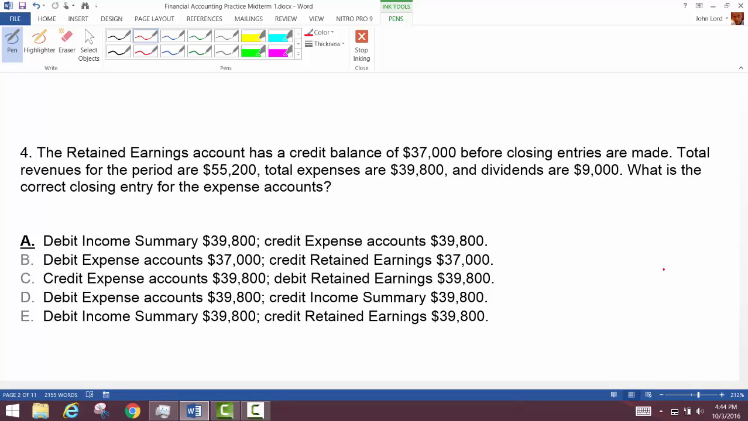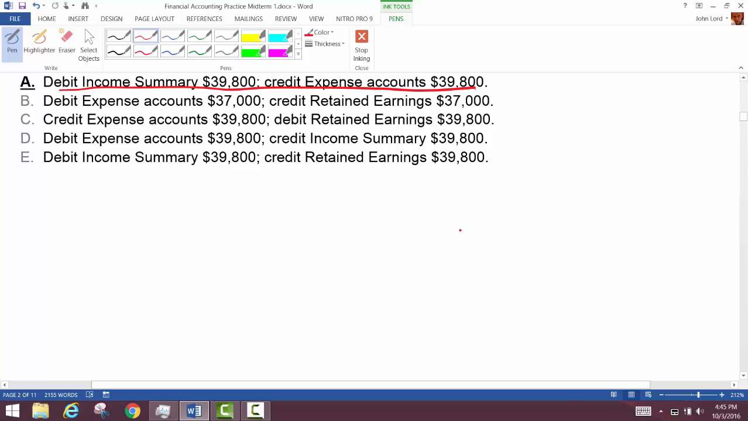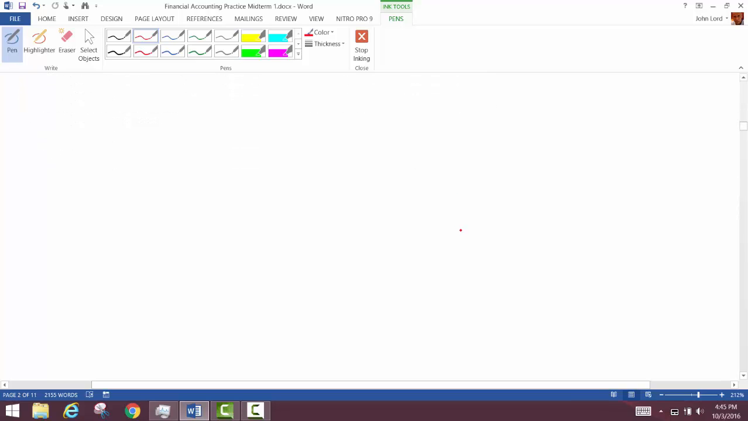And they want to know what is the correct entry to close the expenses. Well, that's a piece of cake for us now, which is to do what? Debit income summary and credit the expense accounts to close them. Right? Or are you looking at that like you just saw an alien pop out of the screen? I don't have to do the whole set of closing entries to show you that one. That's all they asked for. The rest of these are obviously not correct.